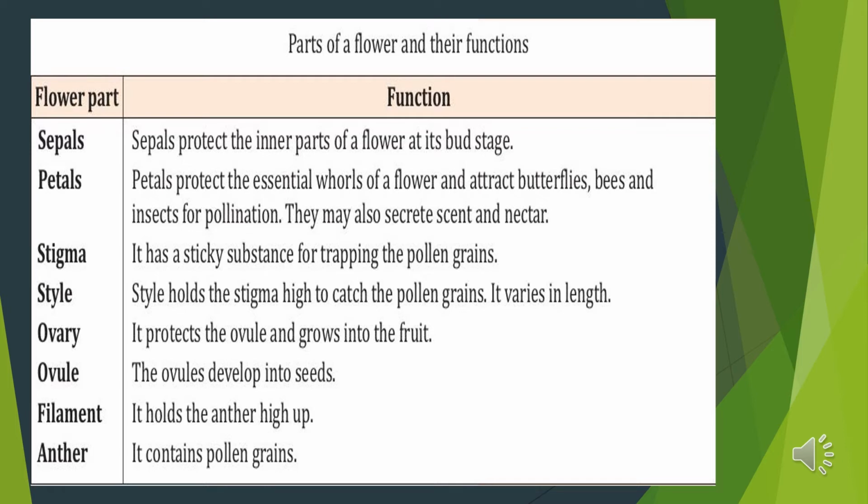Ovary. It protects the ovule and grows into the fruit. Ovule. The ovules develop into seeds. Filament. It holds the anther high up. Anther. It contains pollen grains. So in this video, we are summarizing the flower parts with their functions. It is a very important table. Students, you should learn this.